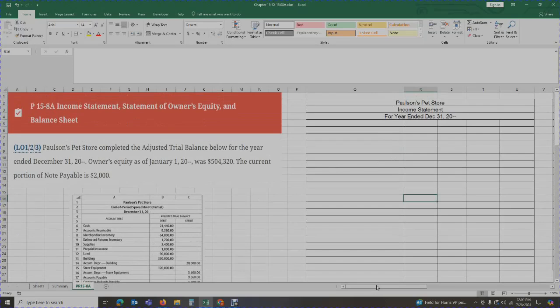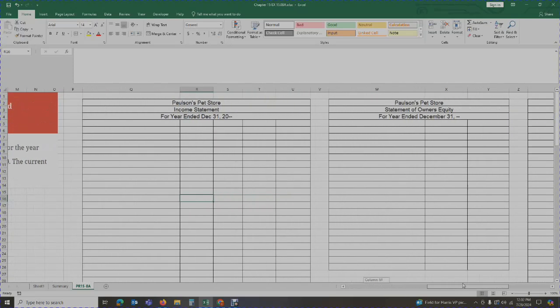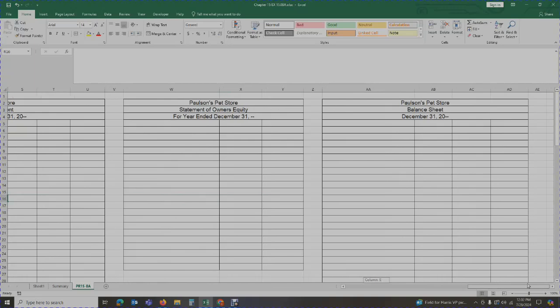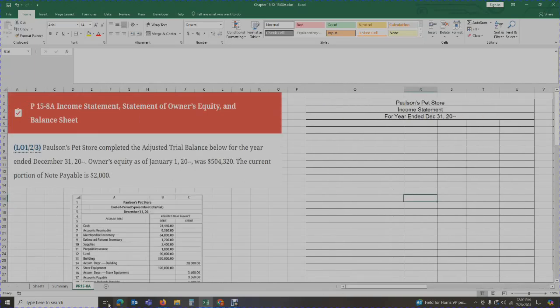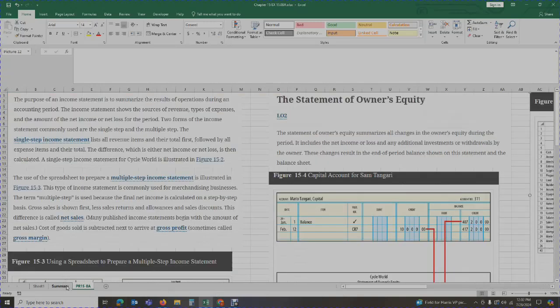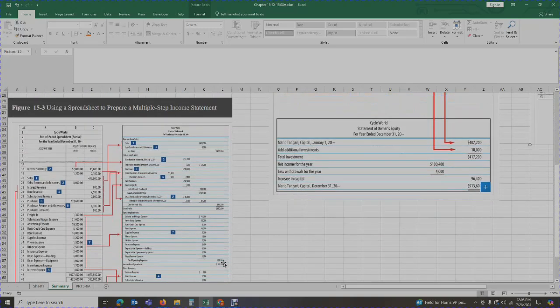So I've already got the templates set up, one for the income statement, one for the statement of owner's equity, and one for the balance sheet. Okay. Now, I want to remind students the importance of reading. Your textbook does a wonderful job not only in explaining, but providing you with examples.